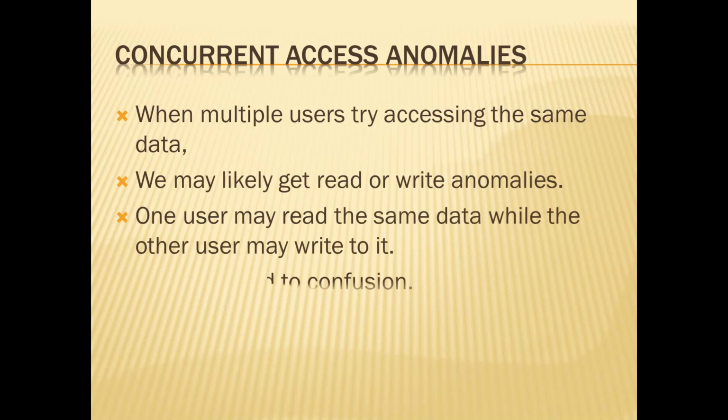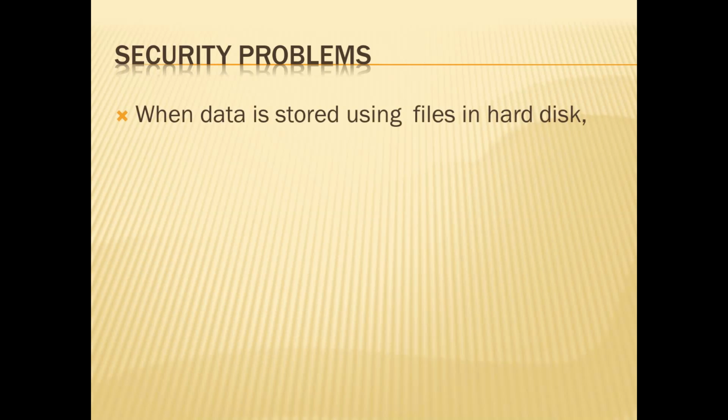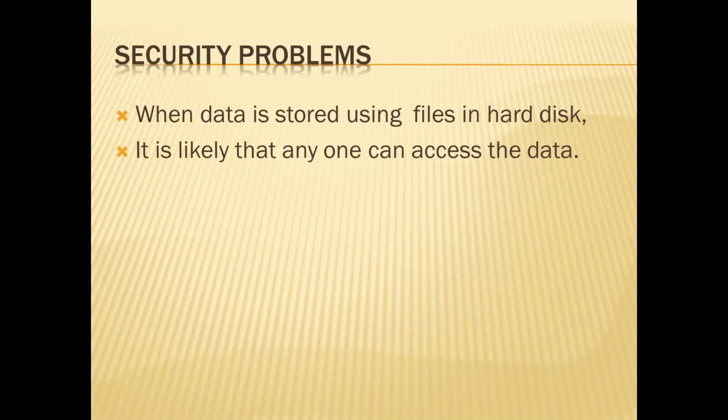Next comes the security problem. When we work with data, it has to be secure from the user. That is, when the data is stored on a hard disk, it is likely that any user can go and check it from the hard disk. That should not be done, because manipulation of data becomes very easy. So the security problem becomes a big question while we use a file processing system.